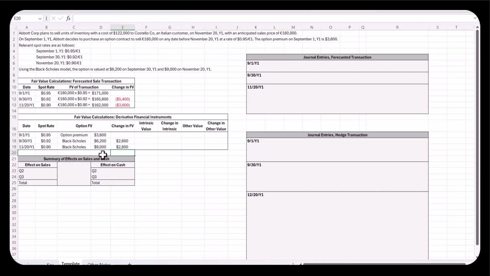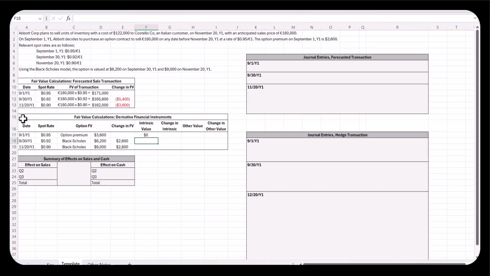So when we calculate the intrinsic value of an option, that's going to be based on the change in the spot rate. At September 1st, what's interesting is that we've bought the option on this date and the intrinsic value hasn't changed because we're measuring it as of 9/1. There's no change in the value based on the spot rate at 9/1. So our intrinsic value of the option at the beginning is 0.